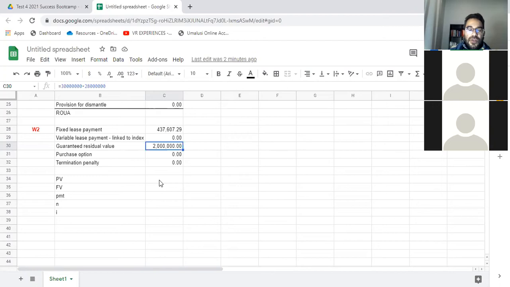Let me just, so we'll just include 30 million on the guaranteed residual value. If they didn't speak about that 28 million, they said that 28 million was not in the scenario and they only mentioned the 30 million, then you include the 30 million. But in most cases, they'll probably make that number 2 million. 30 million is too excessive for this type of scenario.